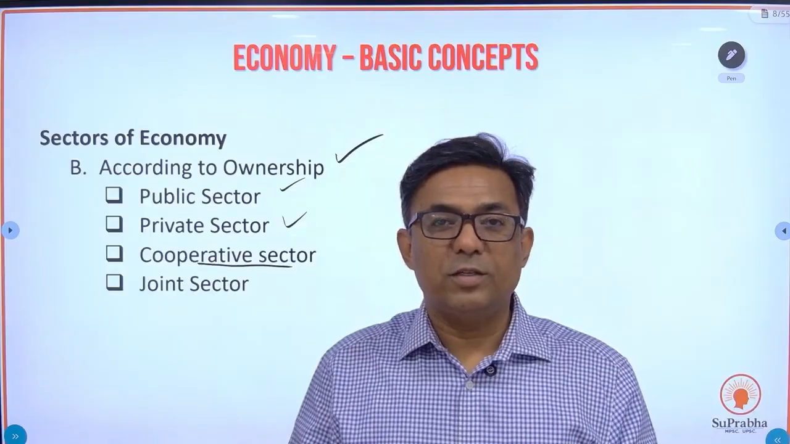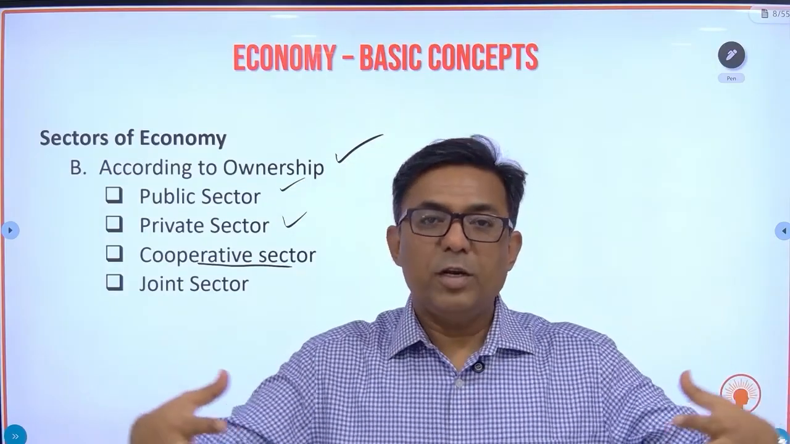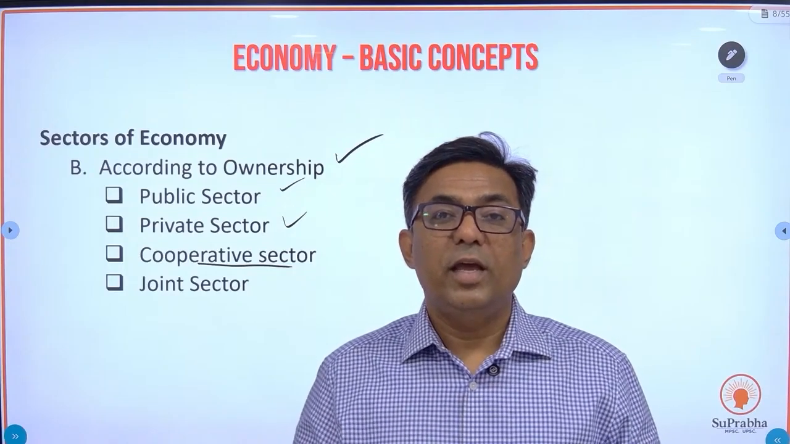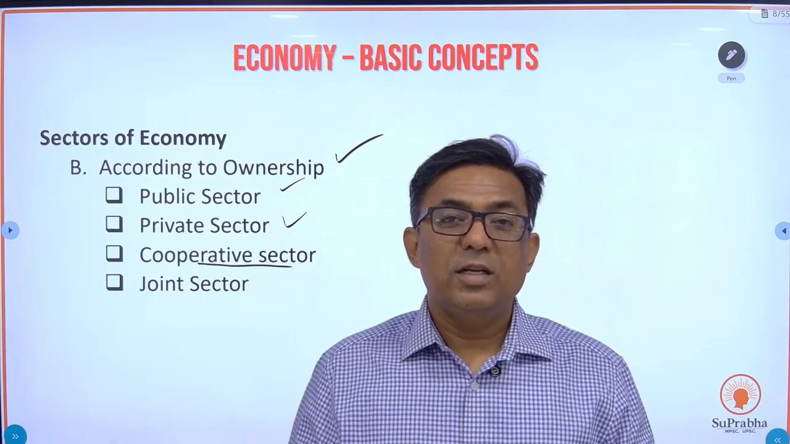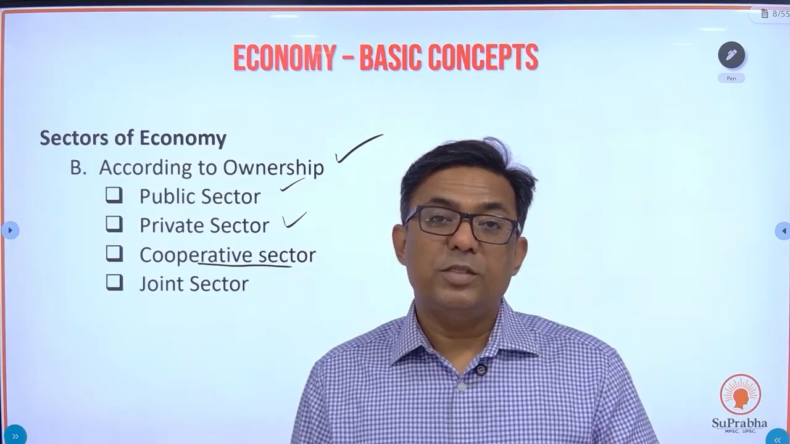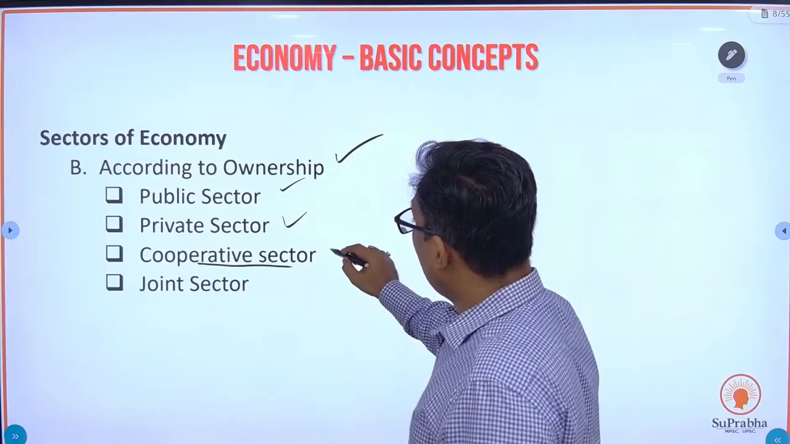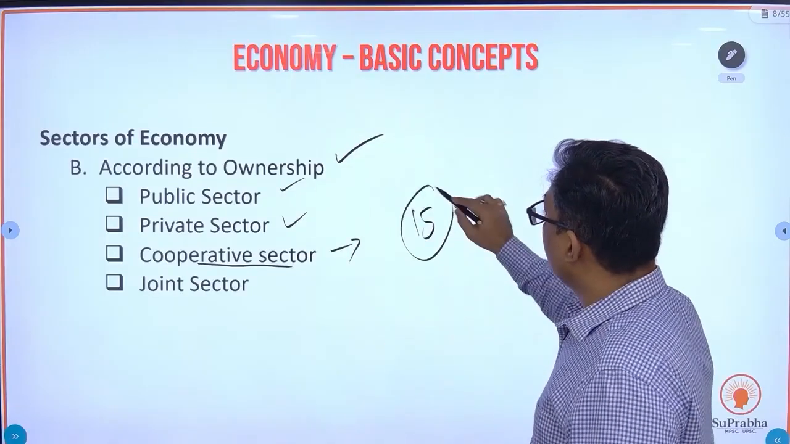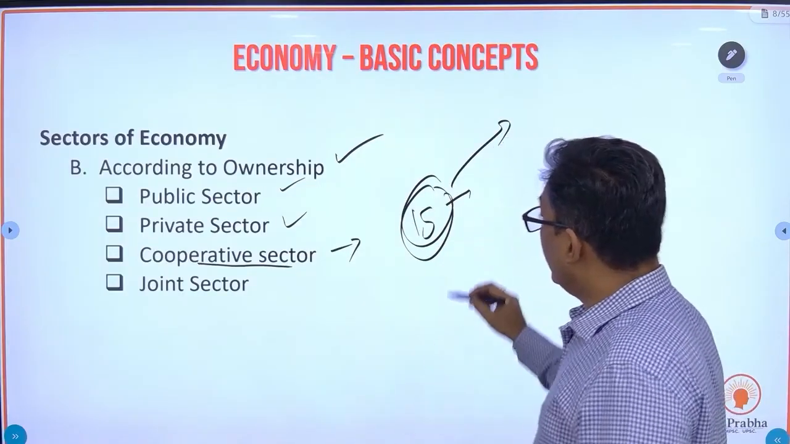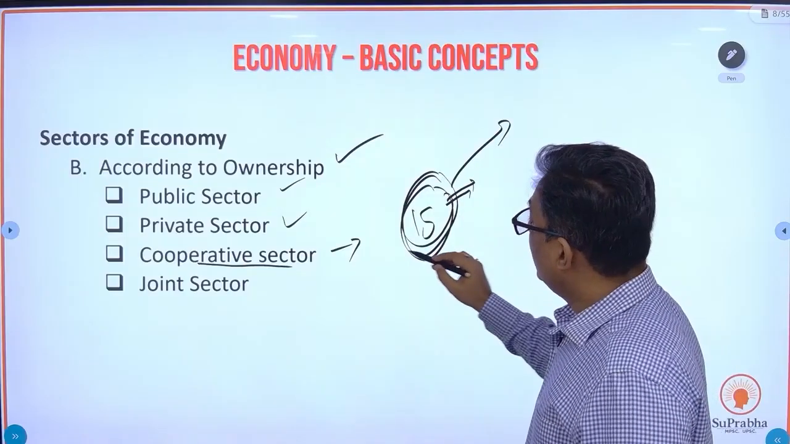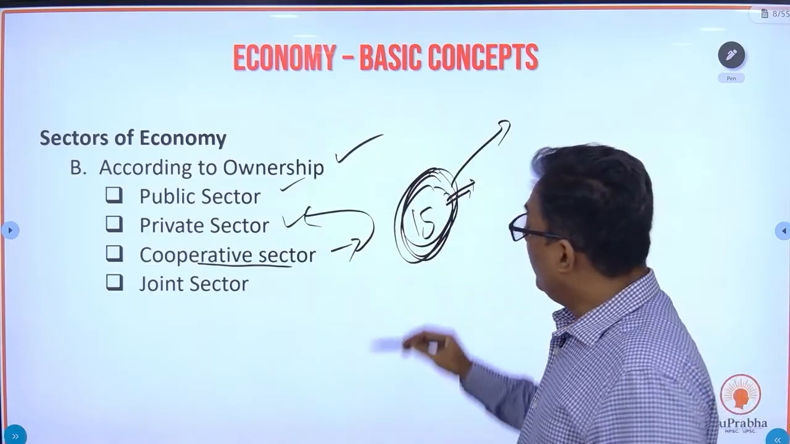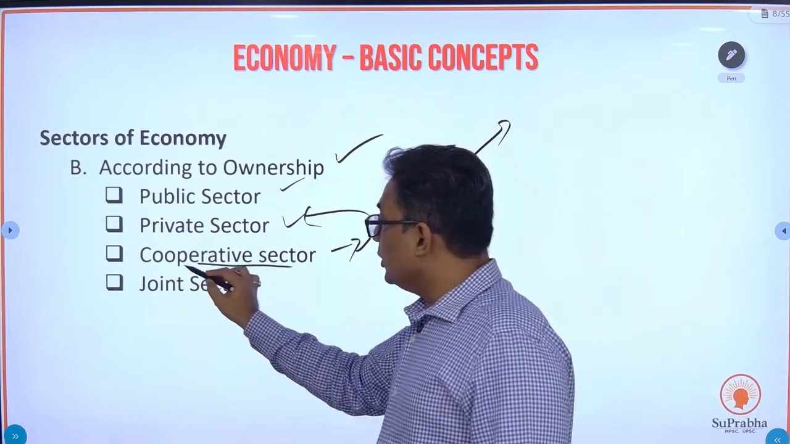So what happens in cooperative sector? Many people come together and they own an entity. So that is a private sector, but it is a special type of private sector wherein each person will get one vote. Suppose there are 15 persons who have started an industry. Each person will get one vote irrespective of how much money that person has brought in. So this is a special type of private sector because these 15 persons are private people, but they are going to run the business on cooperative basis. Therefore, it is known as cooperative sector.